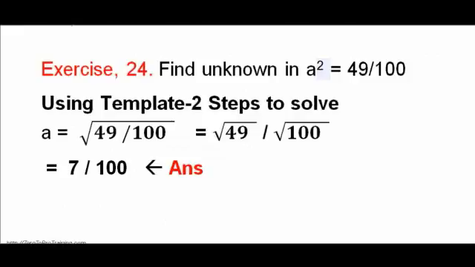Exercise 24. Find the unknown when a square is equal to 49/100. Using template 2, steps: prime factors, pairing, and pick square root components. 7 divided by 10 is the answer.